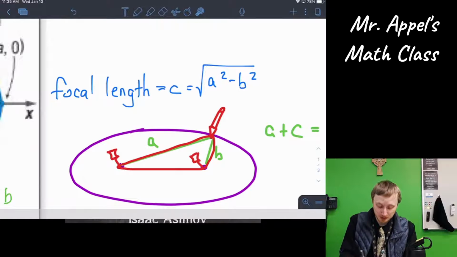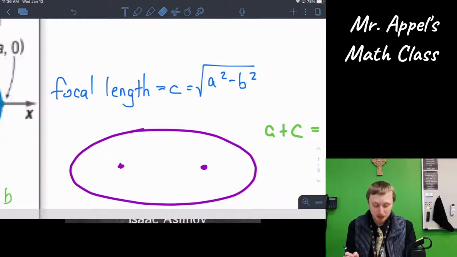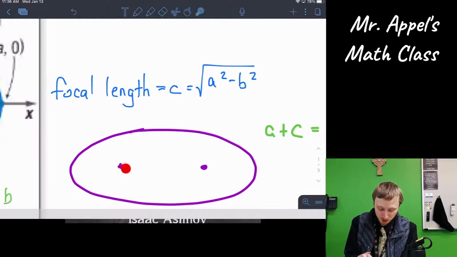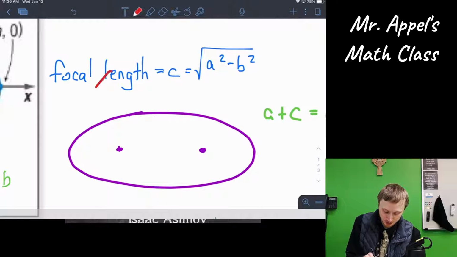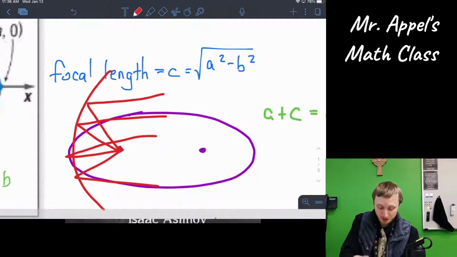The other cool thing they can do is similar to, let me clear all this out, similar to the parabola, right? There's a reason these points are called foci. Remember, the parabola took all incoming rays. If we had a parabola with this focus, it took all incoming rays and focused them on that focus, right?